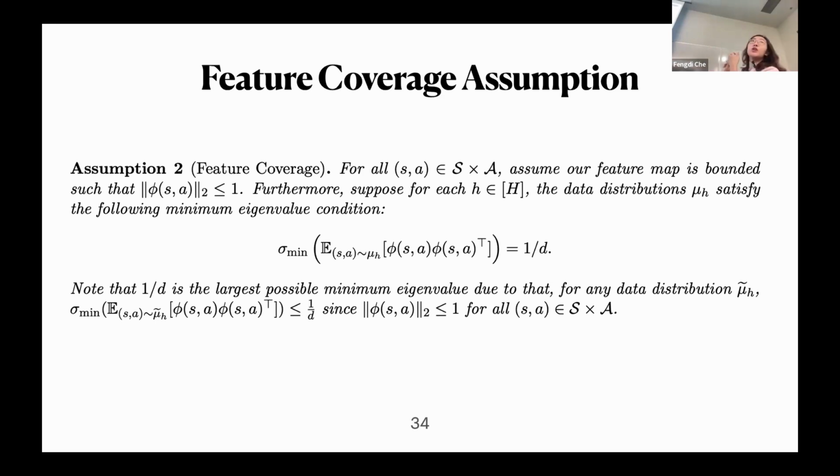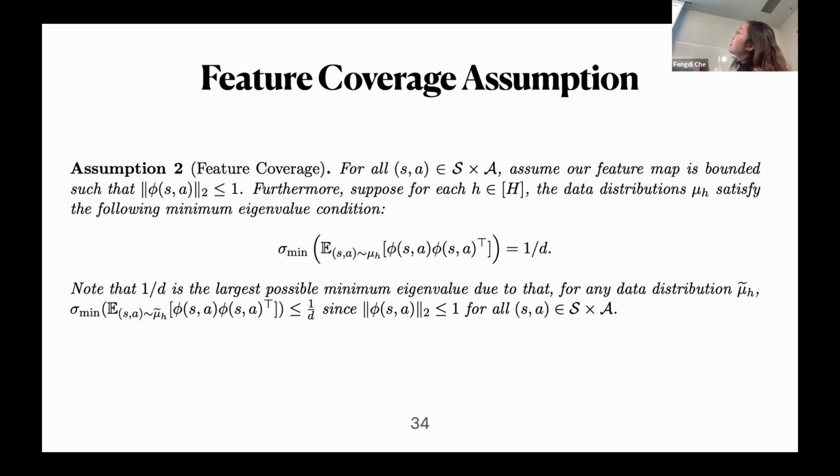This mu H is the oracle generated distribution. It should satisfy some minimum eigenvalue condition, which is this feature information matrix expected over this oracle generating distribution. This matrix should have minimum eigenvalue at least 1 over D.